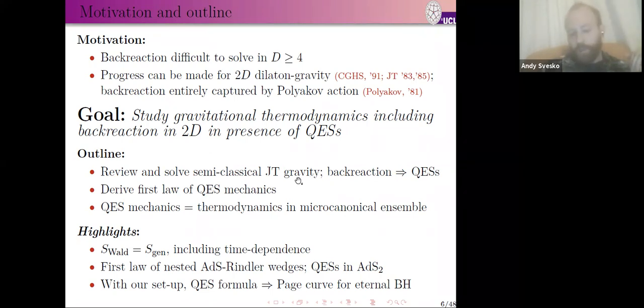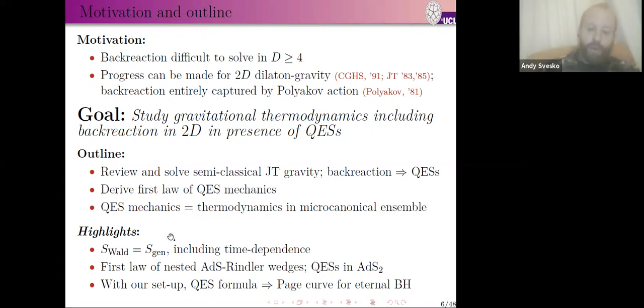And then, since we've solved the problem of backreaction, we'll be able to study its thermodynamic interpretation. And we'll find that when we work in the microcanonical ensemble, the QES mechanics is equivalent to thermodynamics. And there are multiple highlights along the way, which we can use as checkpoints as we go through this talk. One of the first big results is that when you systematically solve the semi-classical JT gravity problem, you'll find that the gravitational Wald entropy is exactly equal to the generalized entropy. And this includes even the time dependence of a von Neumann entropy of a CFT in the background.